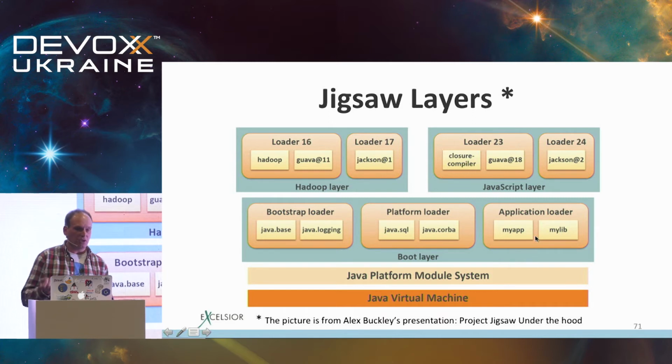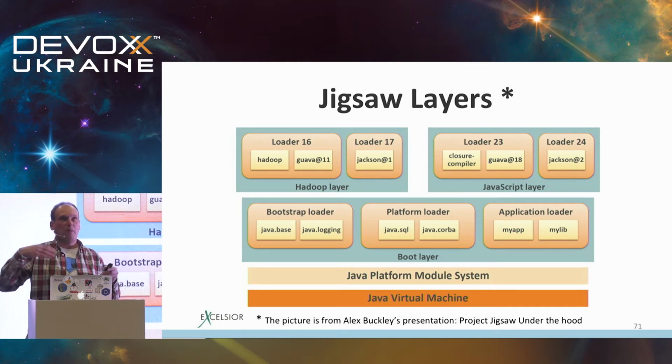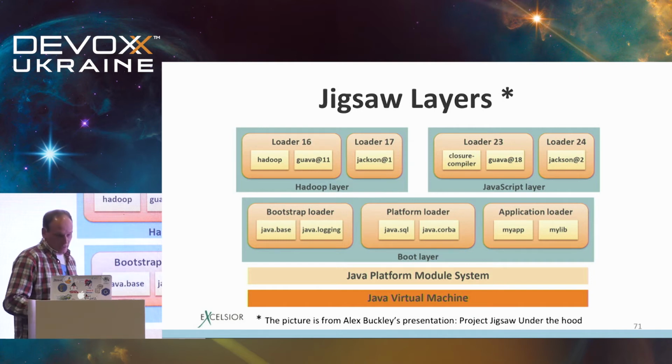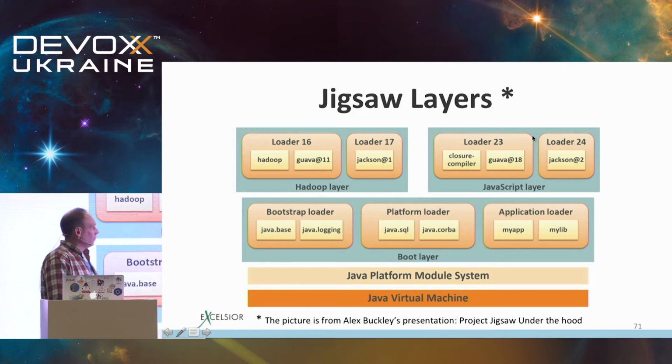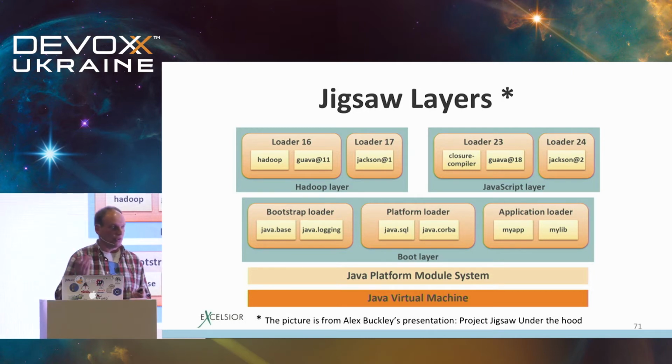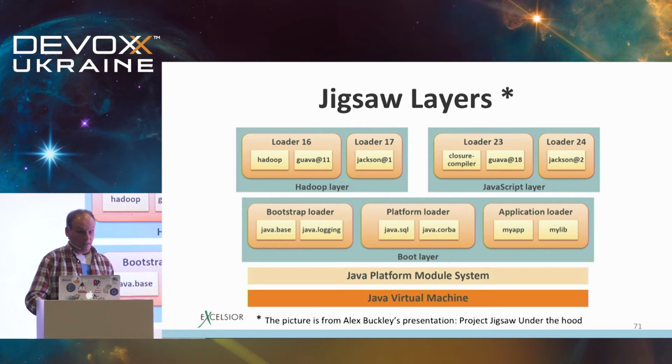At any point in your application, you can create your own layers, and split packages are prohibited within one layer, but packages with the same name can belong to different layers. So here you can see the Hadoop layer and the JavaScript layer having different versions of Guava and Jackson. So if we see now different versions of the same library, it becomes interesting.